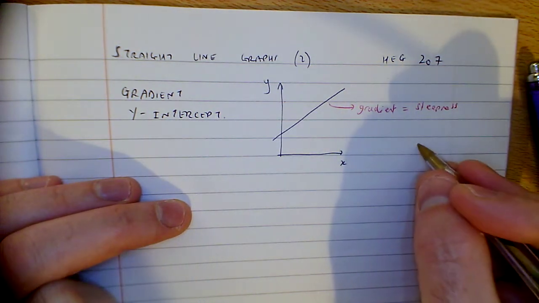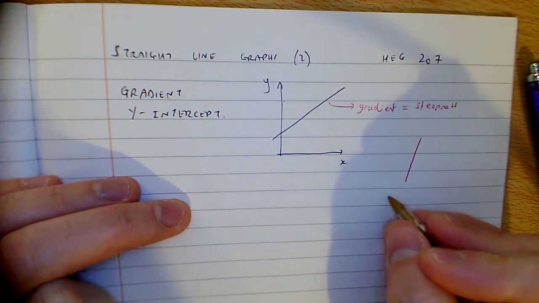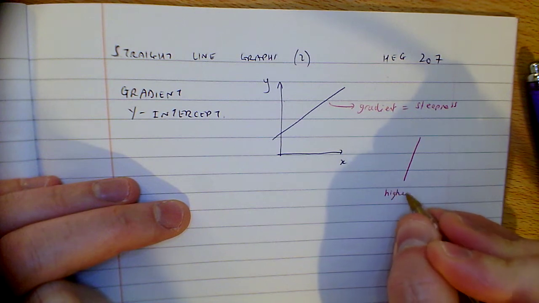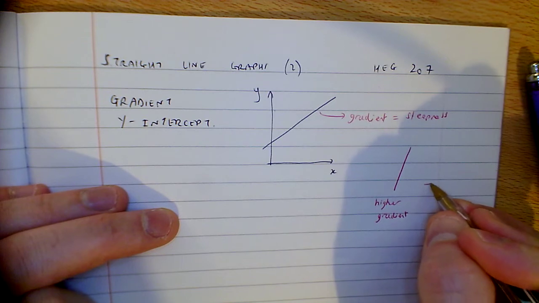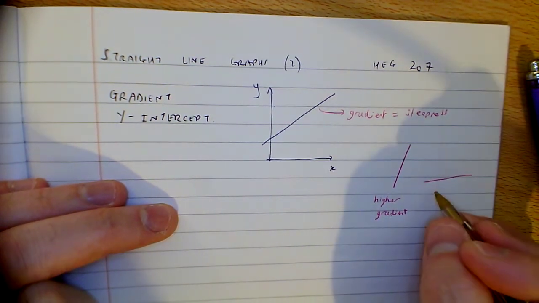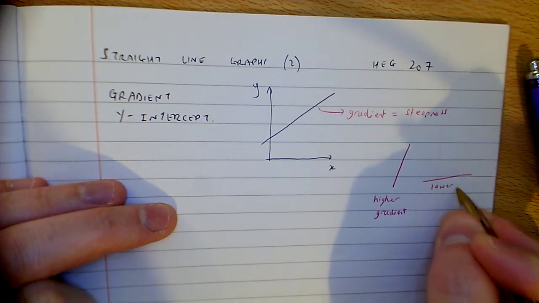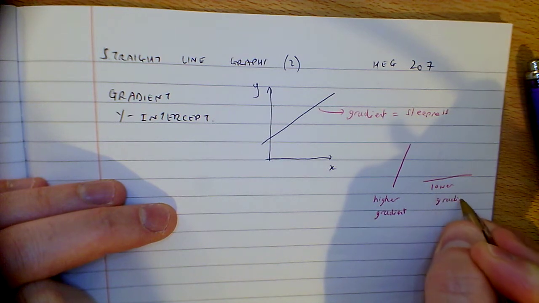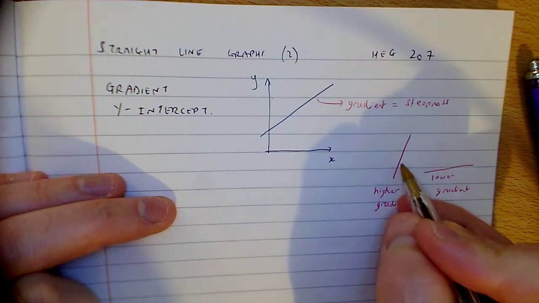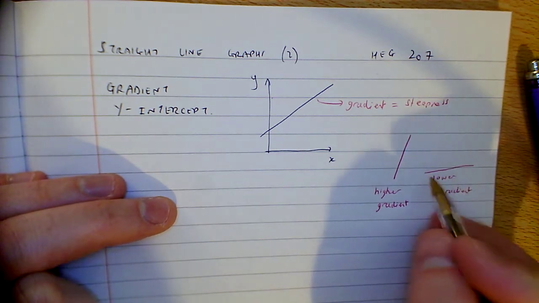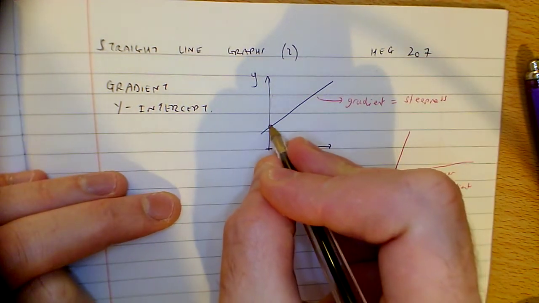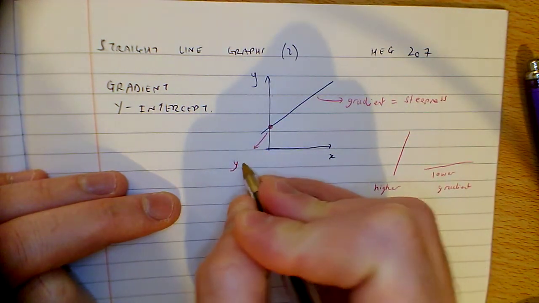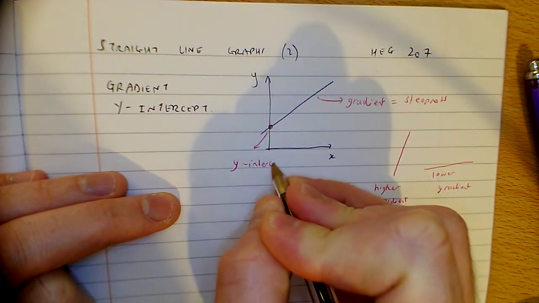So if it was a steep line like that, it's got a higher gradient because it's steeper. If it's a very shallow line, it's not very steep, it'll be a lower gradient. So the steeper the line, the higher the gradient. The shallower the line, the lower the gradient. And the other thing is the y-intercept, which is this point here, where the line cuts the y-axis. So that's called the y-intercept.